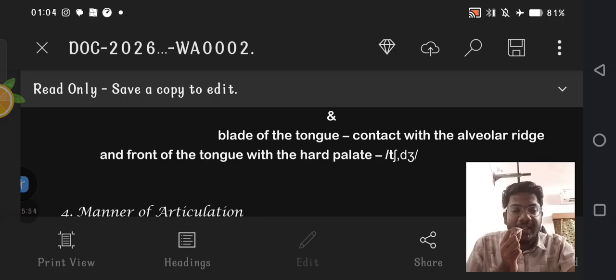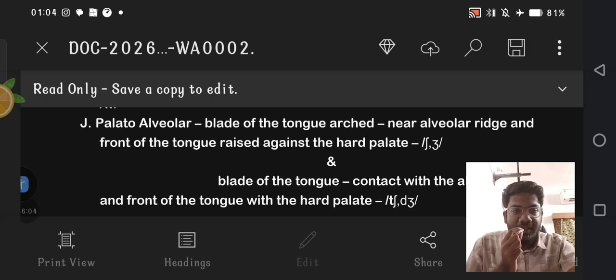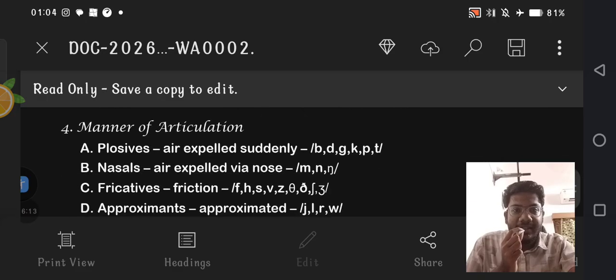Ch, j. You can see that the hard palate comes in contact with the front of the tongue. Sh and zh. The tongue is arched against the hard palate. Then moving on to the category of manner of articulation. They are categorized into 5 main categories.